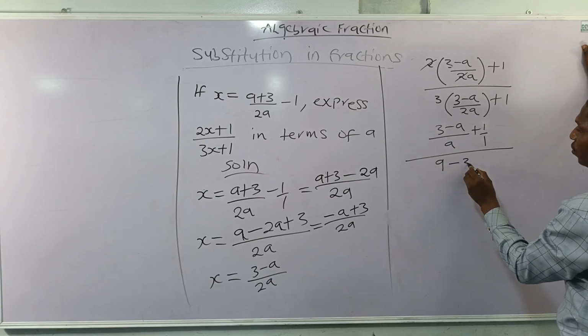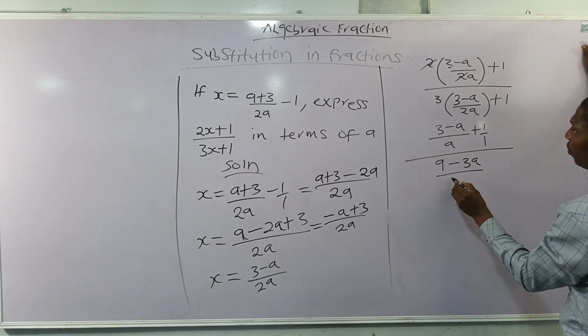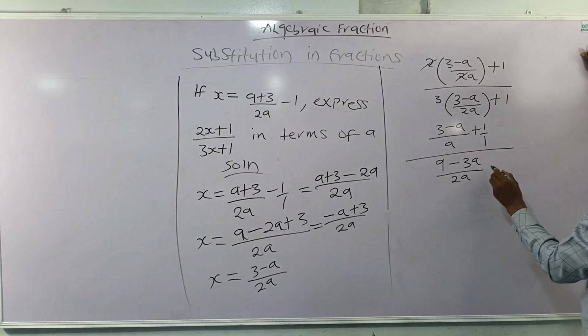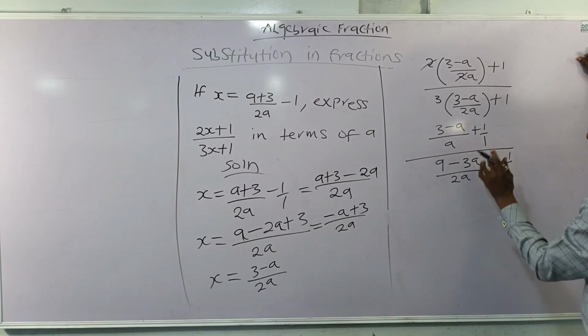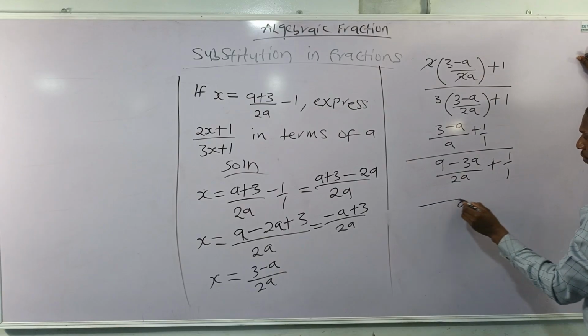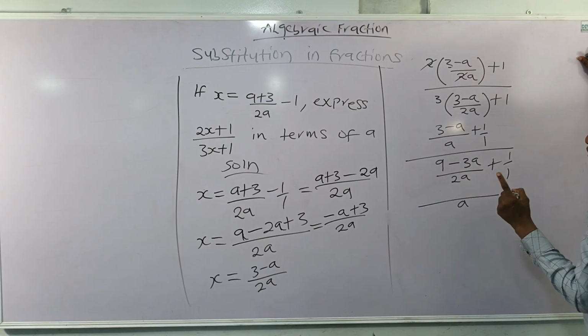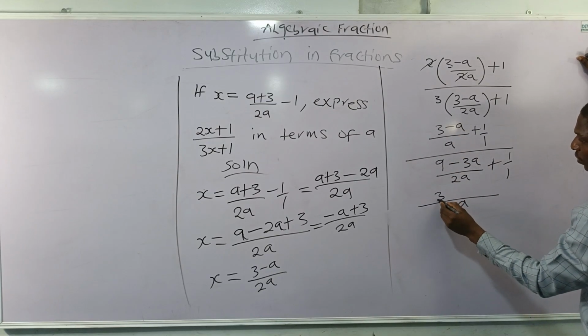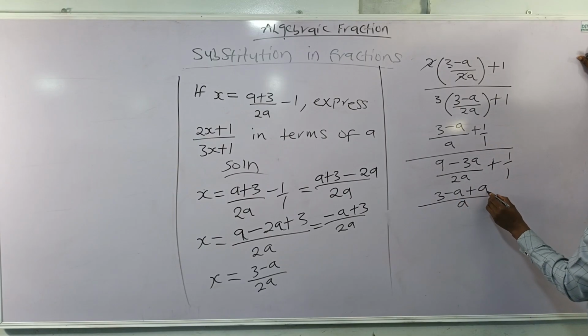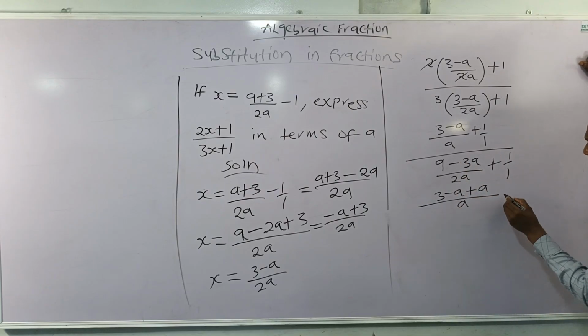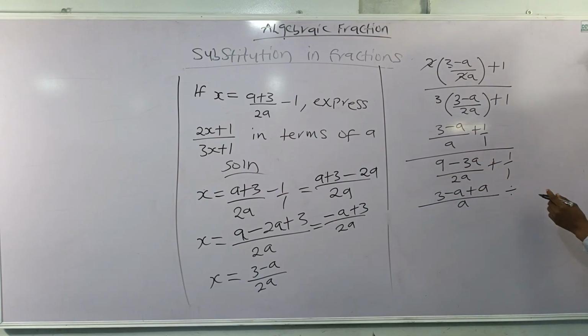LCM of a and 1 will give me a. A into a, 1. 1 times 3 minus a is 3 minus a. Plus 1 into a is a. A times 1 will give me a. I can now use this division sign here to save space.